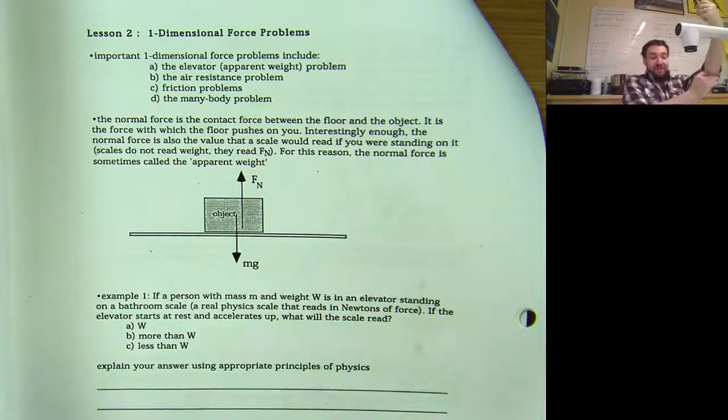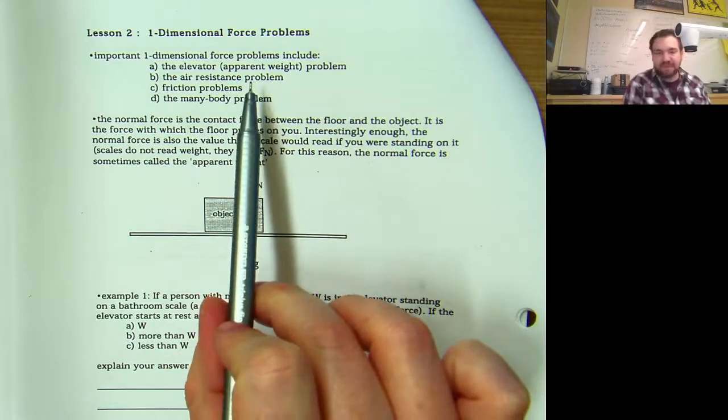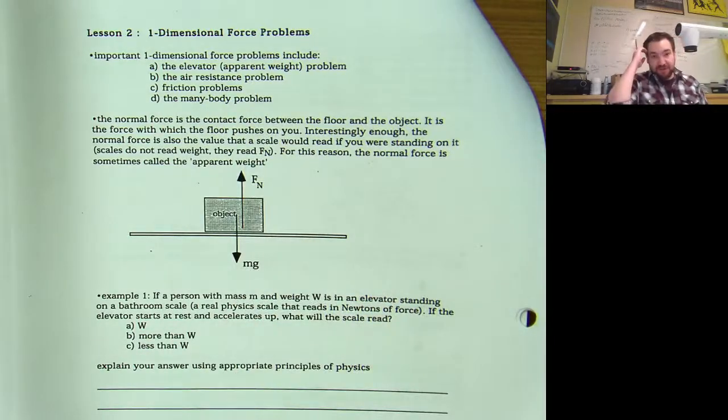So here we go. Lesson 2, again, should all be review. So let's jump right into it. One-dimensional force problems. We're going to look at the elevator or apparent weight problems, air resistance problems, friction problems, and what's called the mini body problem. Here we go.